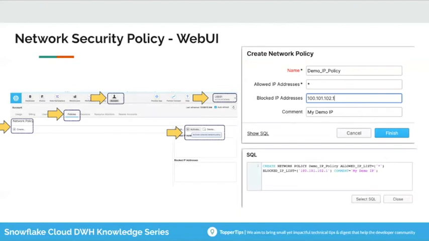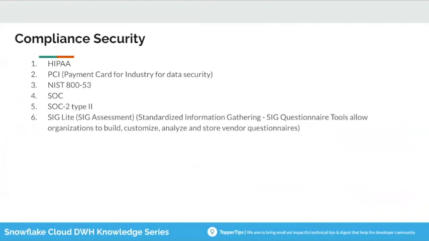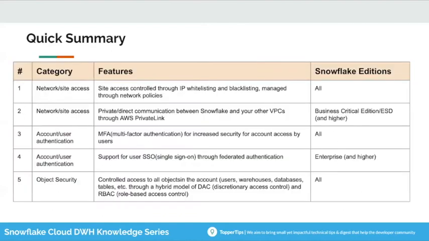As you can see, you can only manage account level network policies. User level network policies are not possible from the web UI. Now, when it comes to compliance security, what kind of compliance security is provided by Snowflake? They have HIPAA, PCI, NIST, SOC 1, SOC 2, and SIG Lite. These are the compliance securities given by Snowflake. I am 100% sure that one or more questions may come from this area.